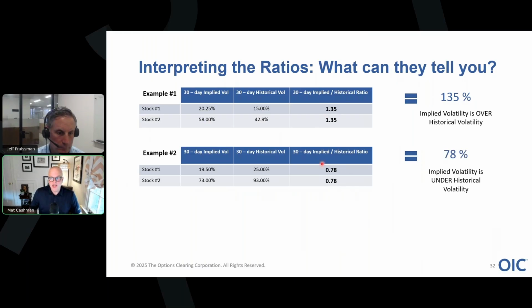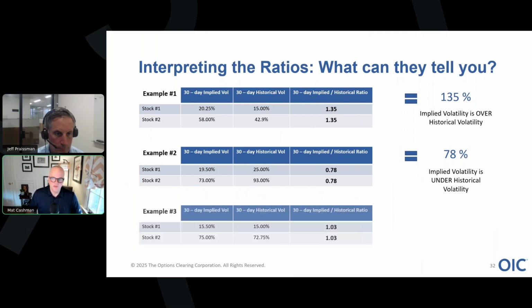The same thing can happen if the implied vol is under the delivered vol. In this case, you have a 0.78 ratio, and this is like a 19 vol, but this is a 73 vol. And the 73 is lower than the 93 on the historical side, and so you still get that same 0.78 ratio. That means that the implied vol is 78% of the delivered vol.